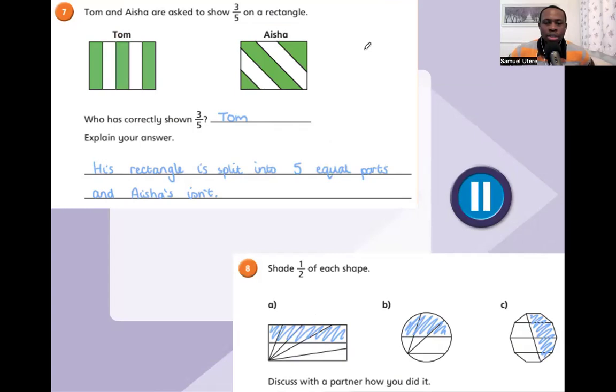Here you're asked to shade half of each shape. You can see that half of the shape is that portion or the portion below. That one is that portion, half the circle, and that one is that portion, half of it. It's not exactly a circle, all right, half that shape.